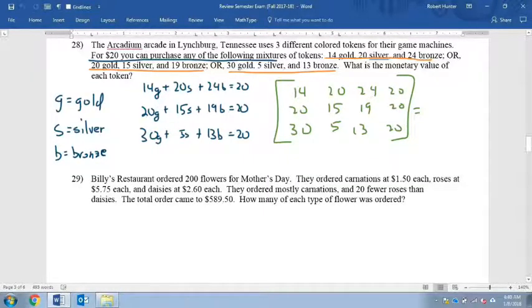So matrix, edit, 3x4, 14, 20, 24, 20, 20, 15, 19, 35, 13, and 20. Quit. Alright, and here they are.